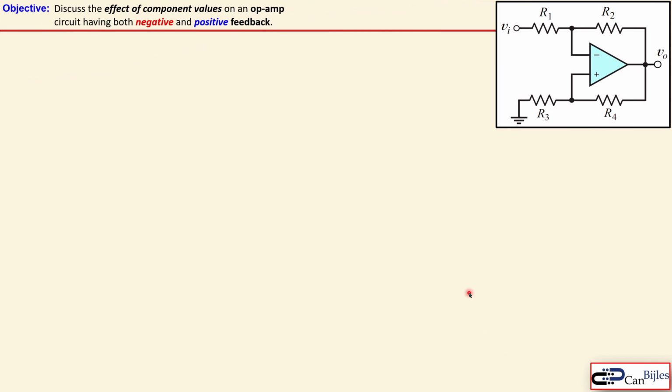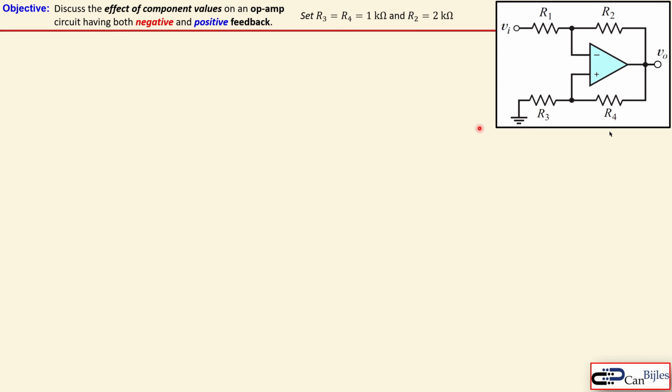Okay, let's now go to our design or discussion in more detail, where we see also the simulation results. So we will discuss, that's our objective, the effect of component values on our op-amp circuit having both negative and positive feedback.